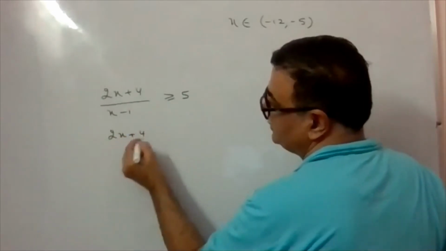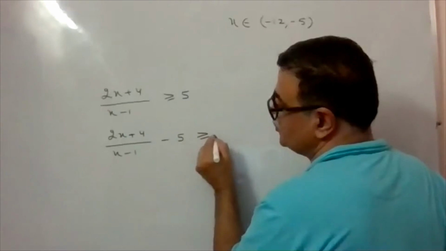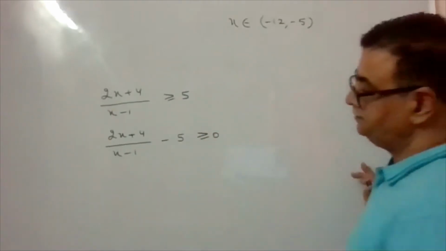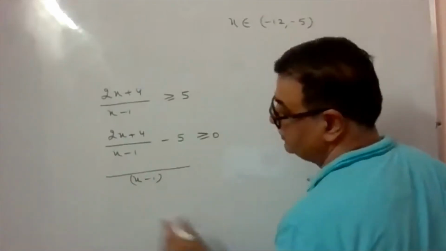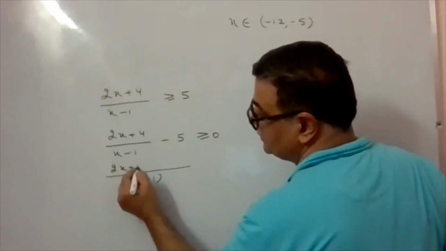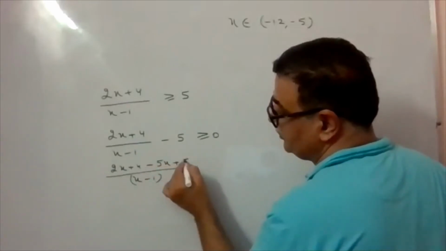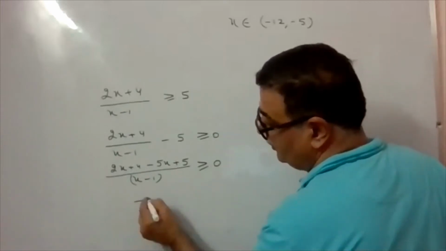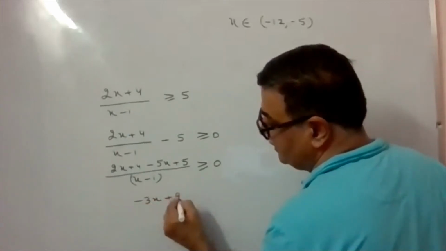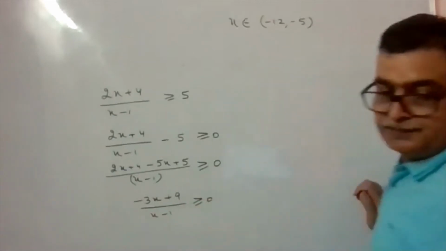Yes, sir. Here, 2x plus 4 by x minus 1 minus 5 has to be greater than or equal to 0. We will take the LCM as x minus 1. Then it will come 2x plus 4 minus 5x plus 5, greater than or equal to 0. I got minus 3x plus 9 by x minus 1 greater than or equal to 0.